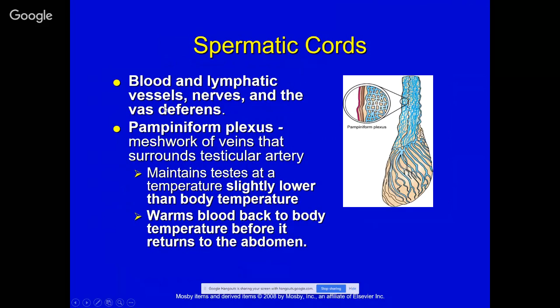Spermatic cords are made up of blood and lymphatic vessels, nerves, and the vas deferens. These are all connected to the testes. They form a pampiniform plexus, which is a meshwork of veins that surround the testicular artery. This helps cool the testes. It maintains the testes at slightly lower than body temperature, and it actually warms blood back to body temperature before it returns to the abdomen.